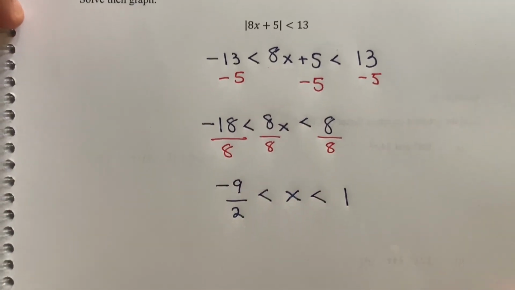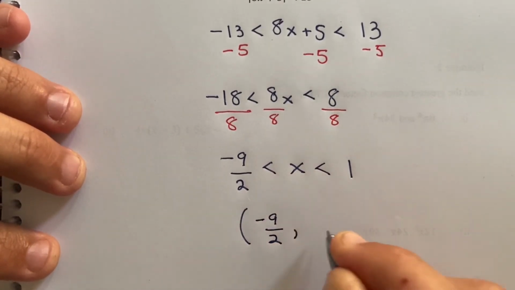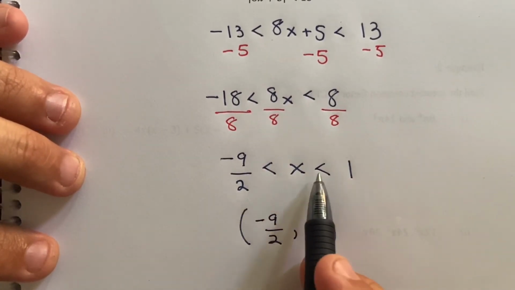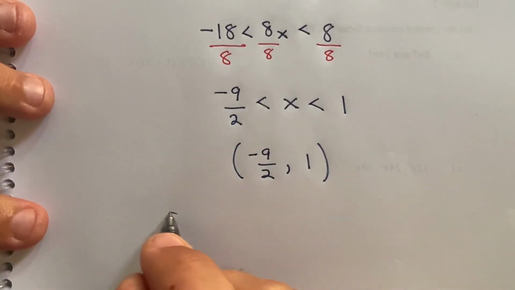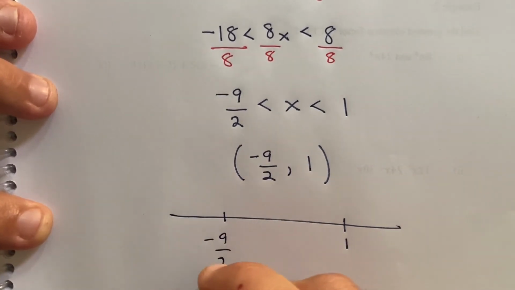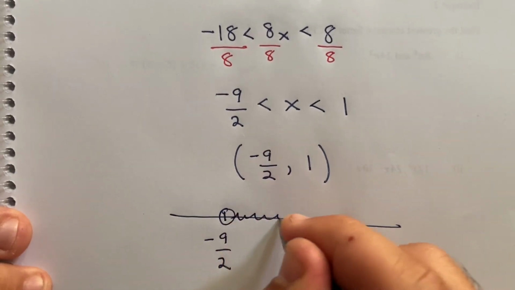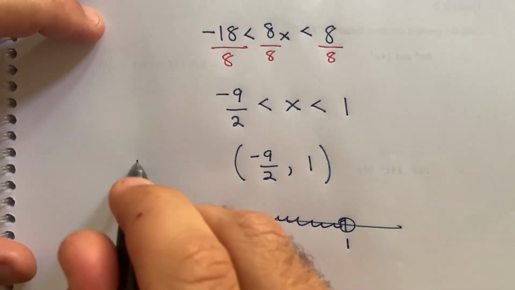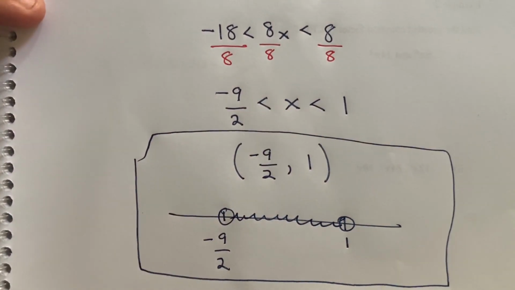You can write this in interval notation as negative 9 halves, comma, 1, with parentheses on both because they're non-inclusive. And then the graph would look like this: here's 1, and maybe I'll just call negative 9 halves over here. We'd have open, open, and everything in between. So that would be the graph and the interval notation of the solution.